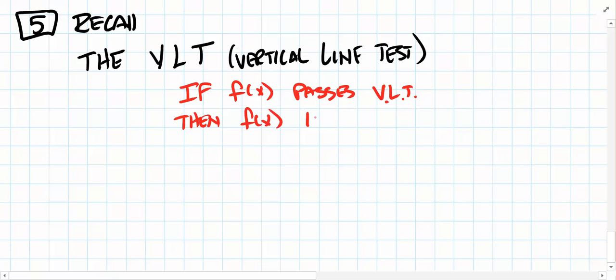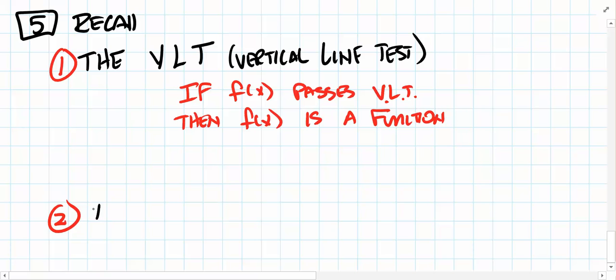Okay, the second one is this. Who's ever heard of the HLT? What's that one stand for? Horizontal line. The horizontal line test.